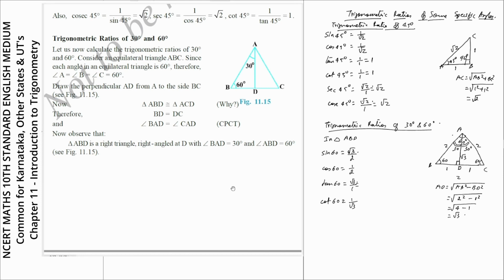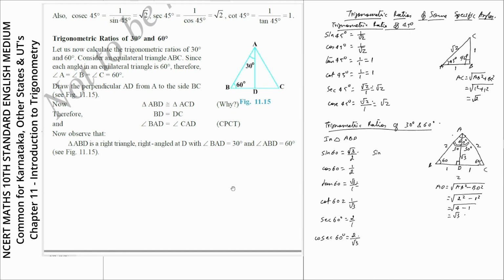BD by AD. Now what is secant of 60 degrees? Hypotenuse by adjacent, that is 2 by 1. 2 by 1 is 2. And what is cosecant 60 degree? Cosecant 60 degree is hypotenuse by opposite, that is AB by AD, that is 2 by root 3.